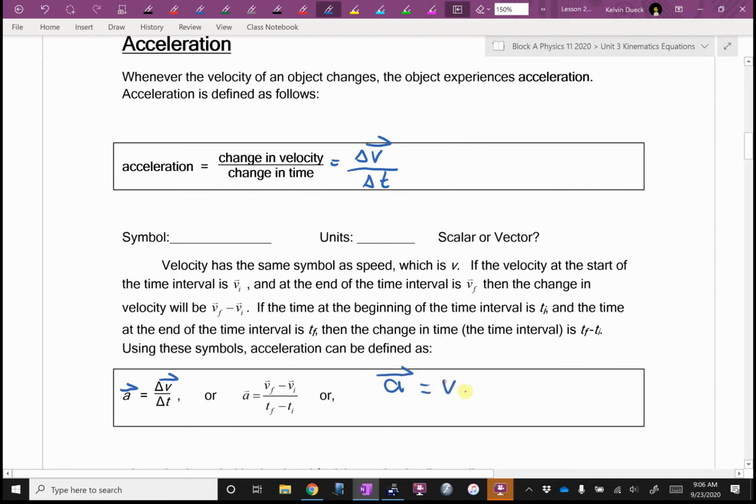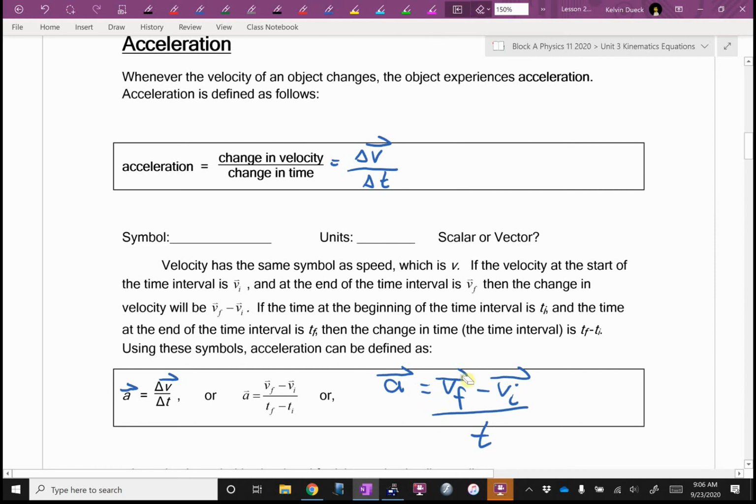A equals VF minus VI over T. If you know your final velocity, if you know your initial velocity, if you know how long you were accelerating for, you can calculate the acceleration. Kiana, how many different variables are there in this equation?